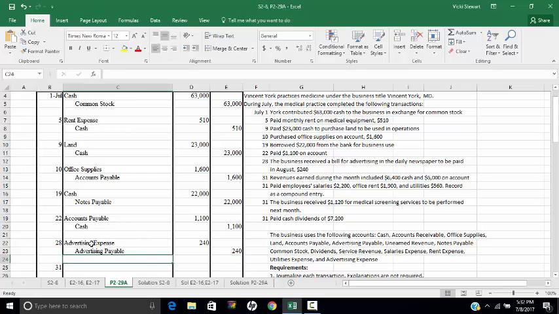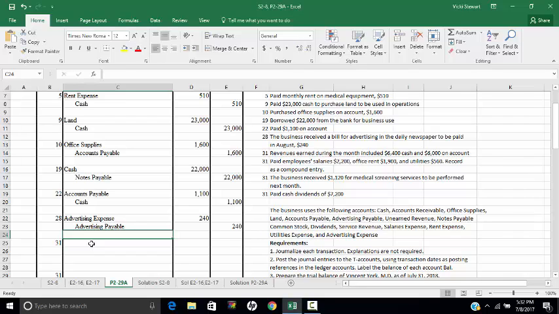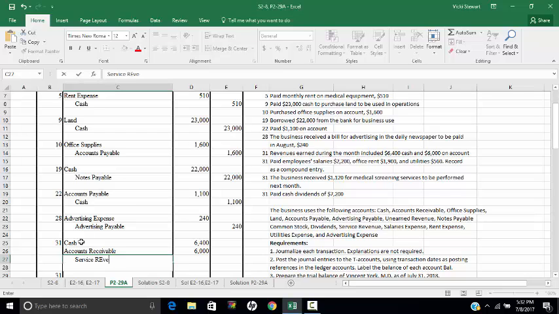Then revenues earned during the month were $12,400. We were paid $6,400 cash and $6,000 on account. So I'm going to debit cash for the amount that we actually received, and I'm going to debit accounts receivable for the amount that we allowed our customers to charge. And then those two amounts added together will be credited to service revenue for $12,400.